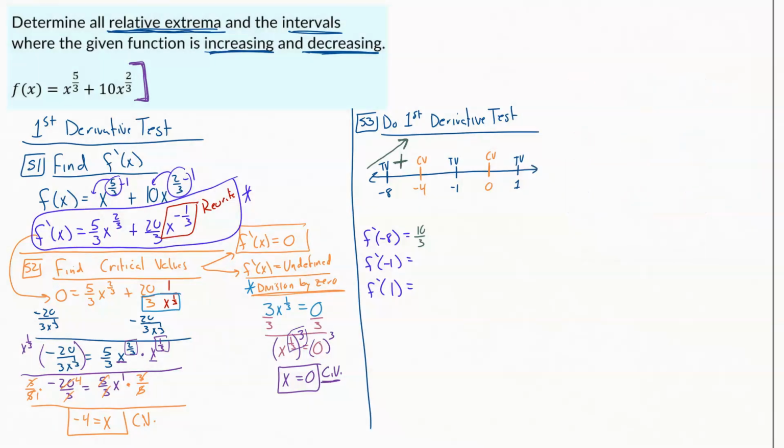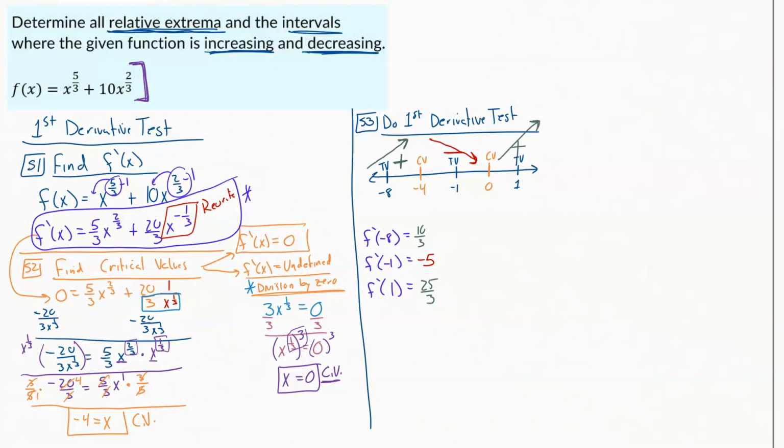Plugging in negative 1 to that equation, and we're going to end up with negative 5. So on that interval, it's negative, and therefore decreasing across there. So I just draw myself a little down arrow. Then we go ahead and plug in 1, and we get out positive 25 over 3. So this is now positive, and therefore increasing coming out of there.